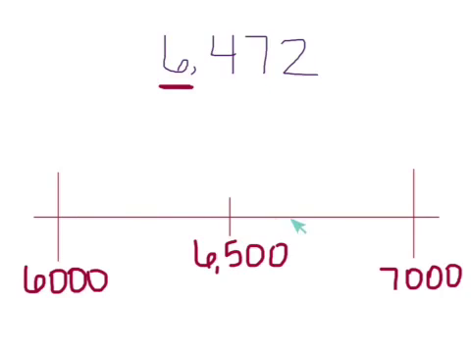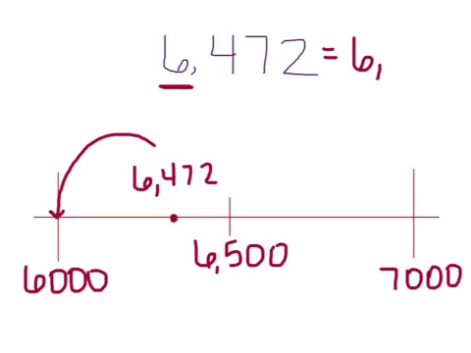The last thing we want to do is decide where 6,472 is on this number line. Well, the 4 here shows us that it would be before the 6,500. We want to place it closer to the 6,500 than we would the 6,000 just for reasonable purposes. So now we see that 6,472 would be closer to 6,000 than it would 7,000. So therefore, to the nearest thousands, 6,472 equals 6,000.